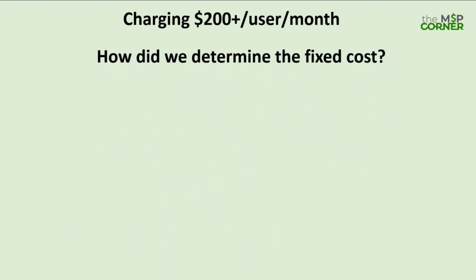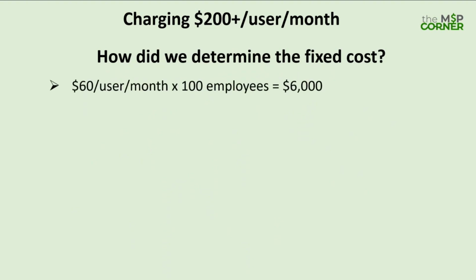All right. How did we determine the fixed cost? This is where the onion lies. If there are 100 employees, and these are numbers that we're using internally, guys. This is what we've determined because of reporting, multiple discussions with operations, et cetera. We determine this is what we need to charge in order to be profitable.